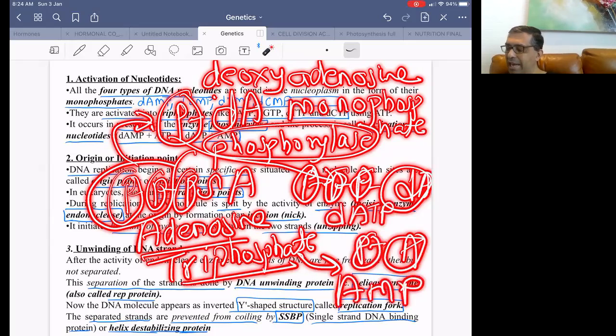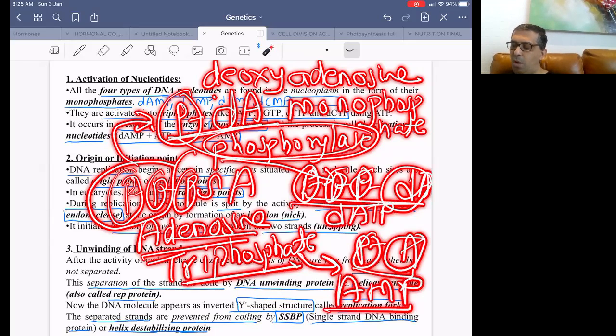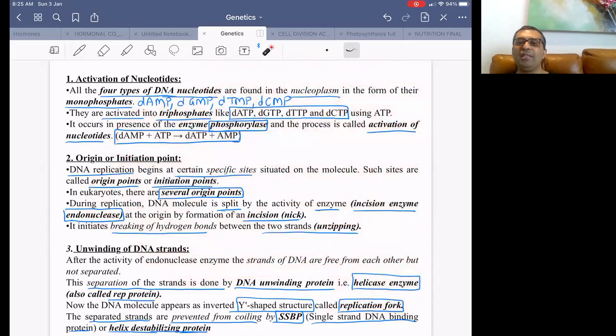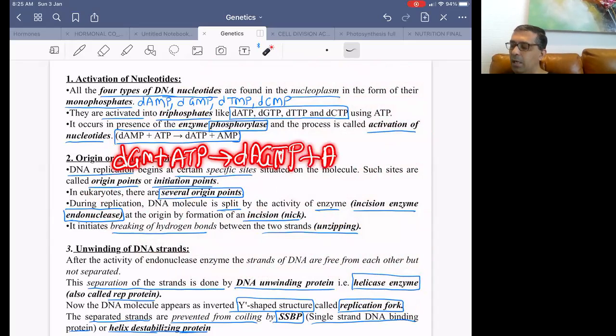So what did adenosine triphosphate become? Adenosine monophosphate. And what did deoxyadenosine monophosphate become? Deoxyadenosine triphosphate. Which enzyme removes the two phosphates from adenosine triphosphate and makes deoxyadenosine triphosphate? Phosphorylase. Phosphorylase does that. Similarly, DGMP plus ATP becomes DGTP, I'm sorry, DGTP plus AMP.